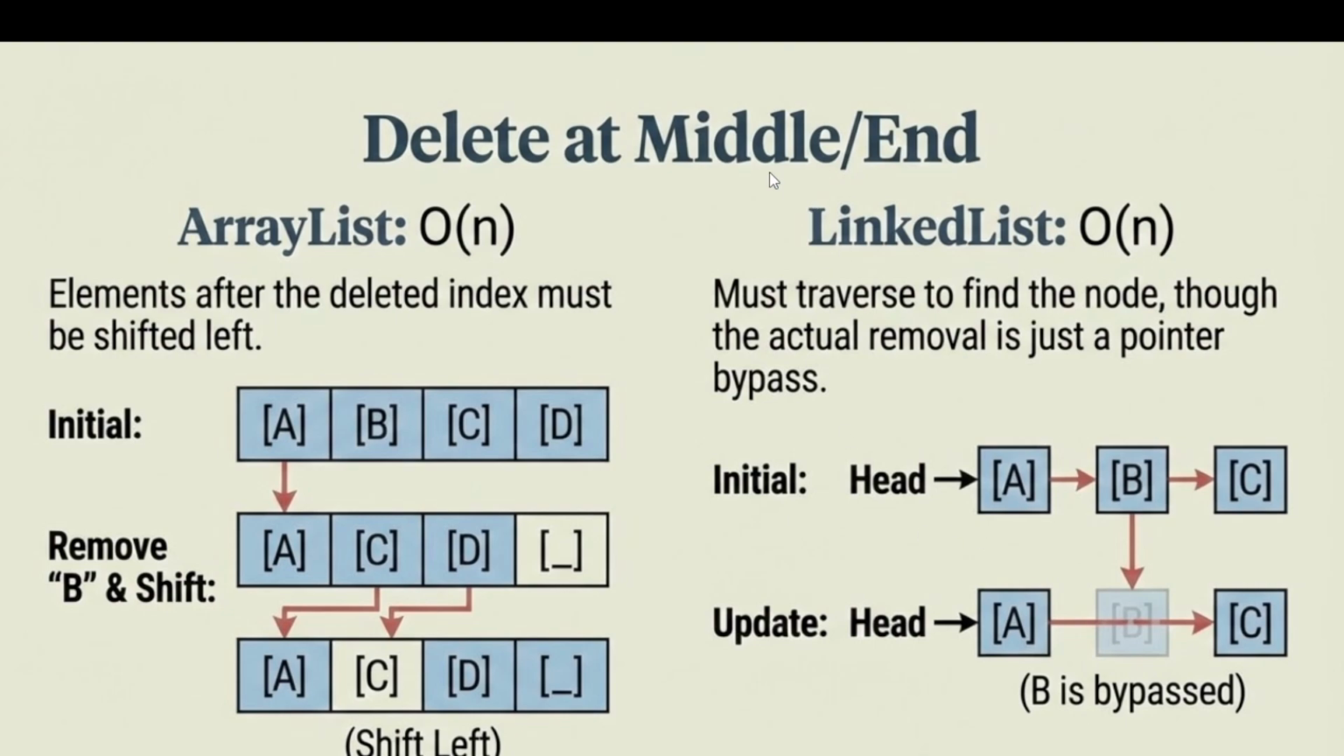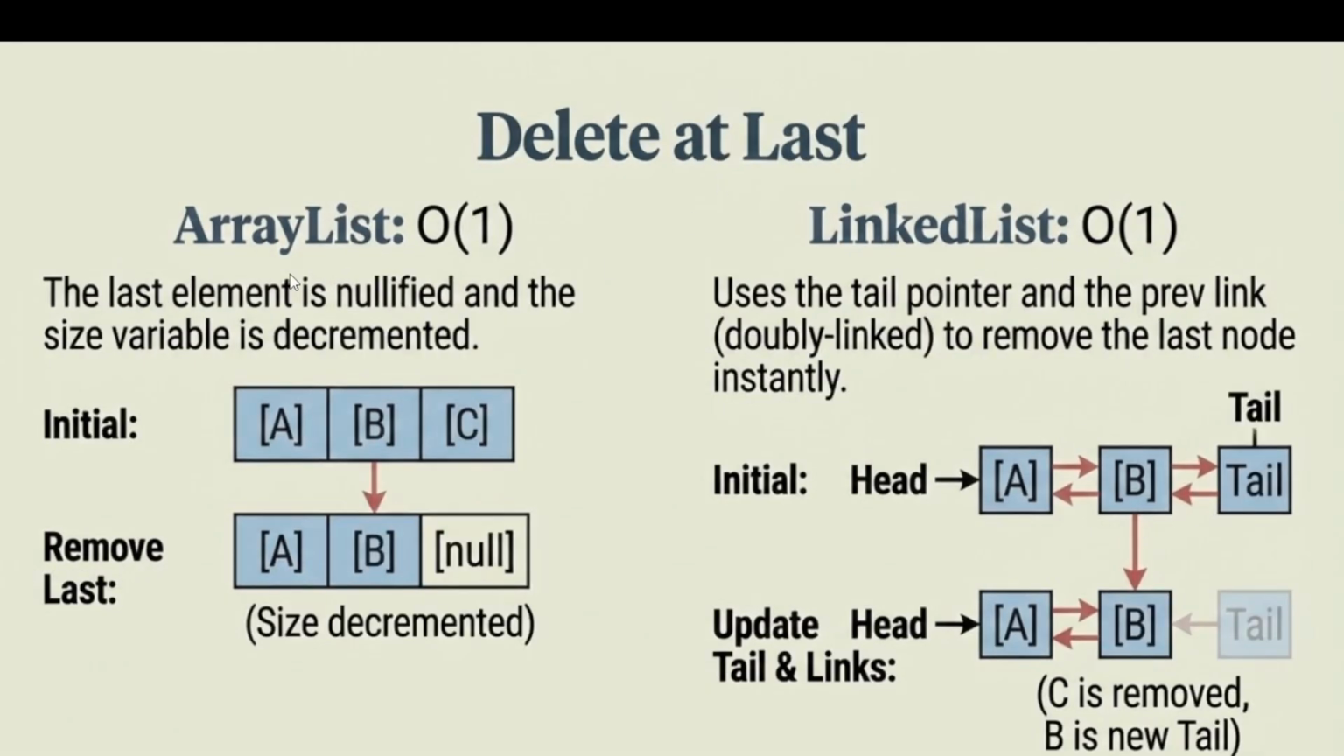For deleting in the middle, the time complexity for ArrayList and LinkedList will be the same, O of n. Why? Because of the shifting operation in ArrayList and the searching operation in LinkedList. Deleting at last, ArrayList and LinkedList will definitely have the same performance of O of 1, because there is no iteration here. We can directly go to the tail and remove the element in a doubly linked list. If it is a singly linked list, then we have to traverse the elements, so the time complexity for a singly linked list is O of n. For a doubly linked list, it is O of 1.